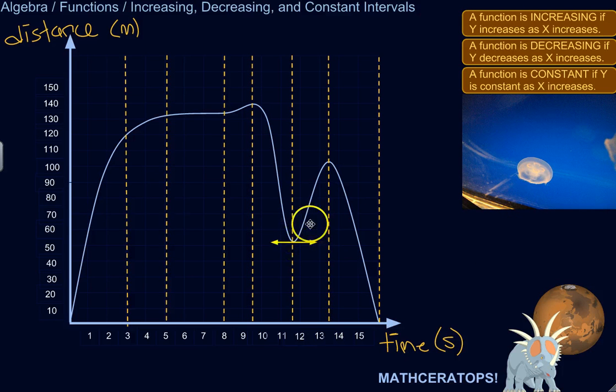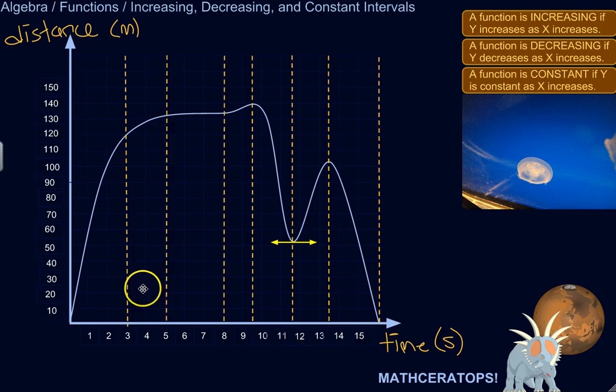And then we have an increasing interval in which the function's increasing, and then an interval in which the function is decreasing, and then presumably the thing hits the ground or something here. All right, so increasing, decreasing, and constant intervals.